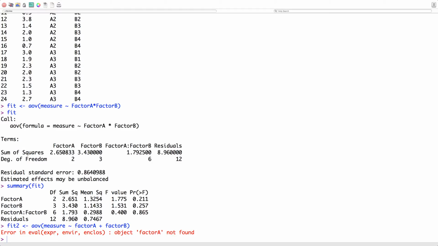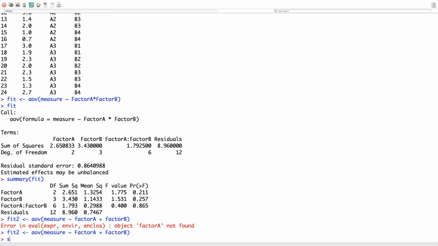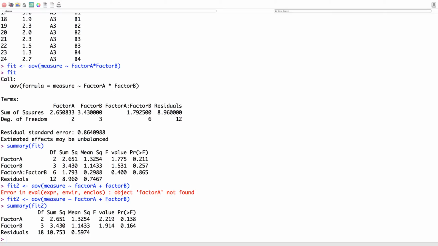So what did I do wrong? Oh, I see what happened. You guys are probably sitting there screaming at me, aren't you? When communicating with the machine, guys, it matters. All right, guys. So I run my summary of fit 2, and neither factor A or factor B is statistically significant.